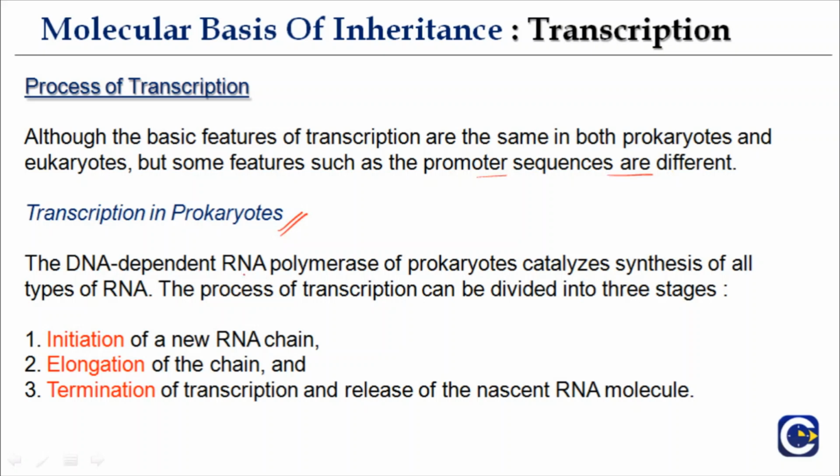The DNA-dependent RNA polymerase of prokaryotes catalyzes synthesis of all types of RNA. There are 3 types of RNA, 1, 2 and 3. So the DNA-dependent RNA polymerase for prokaryotes can cause synthesis of all these types of RNA, and the process of transcription can be divided into 3 stages. It is initiation of the new RNA chain, elongation of chain, and termination of transcription and release of the nascent RNA molecule. Okay, so the steps are the same. There is initiation, there is elongation, and then there is termination.